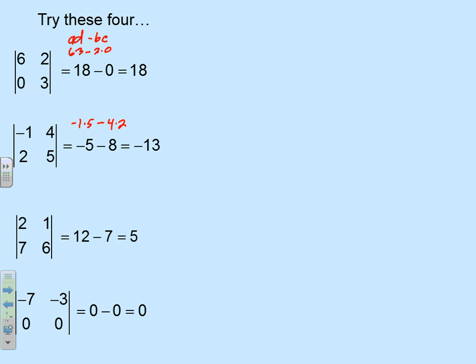Well, negative 1 times 5 is negative 5. Negative 4 times 2 is negative 8. Negative 5 minus 8, negative 13. So there are the determinants of these four. So we're going to take a look at a little bit more.